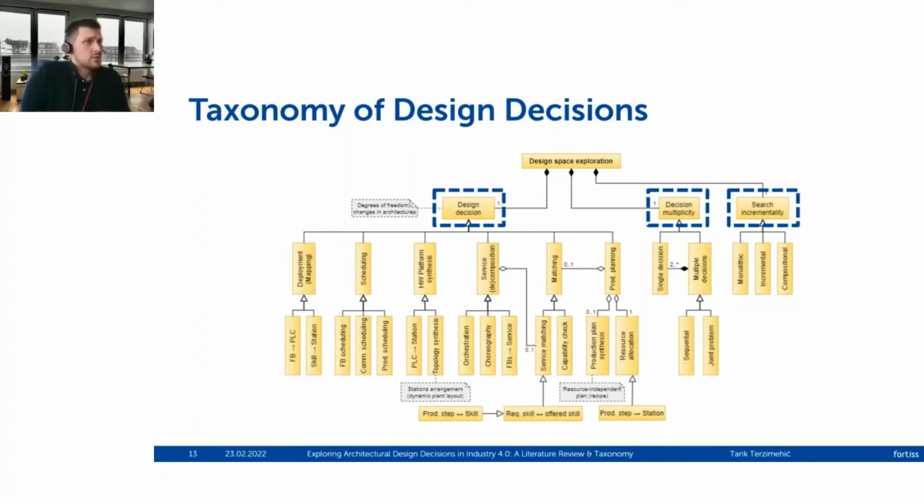We also distinguish whether the works made just one decision, so just calculated the deployment, or whether they made multiple decisions, for example calculating the deployment and scheduling, and whether they did it sequentially or as a single joint problem. And also the search differences: whether the works did a monolithic search, searching the whole design space, or divided the design space and did a compositional search. The third option is incremental. When we have a change, we try not to search the whole design space, but just to identify the part which was affected, and then search this part.